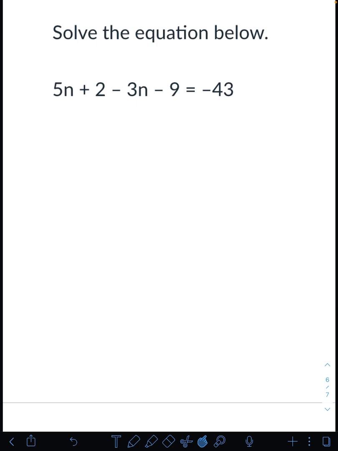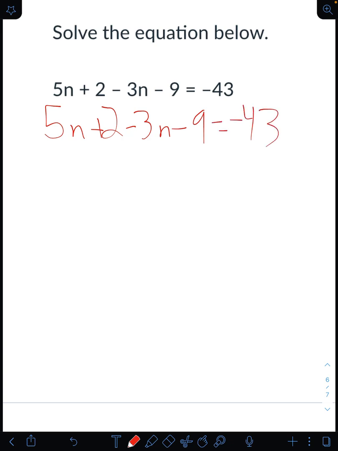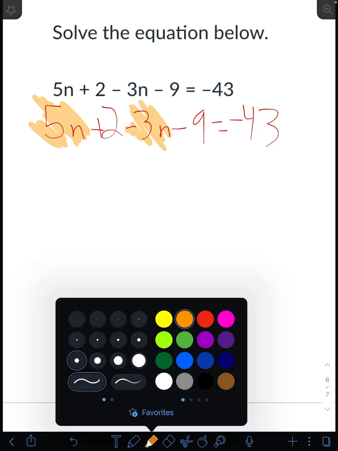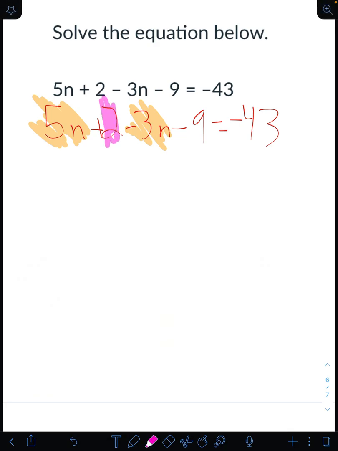So look at this. This is just combining like terms and solving an equation. So first step is to rewrite the problem. And after you do that, you identify your like terms. We have a 5n, and we have a minus 3n. And you have a plus 2 and a minus 9. We've identified. Next step is to collect our like terms.